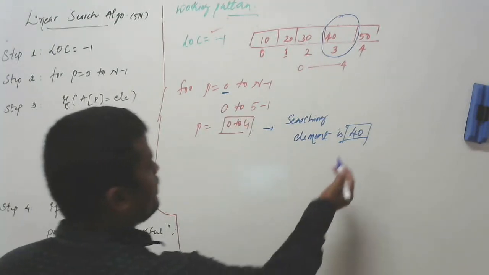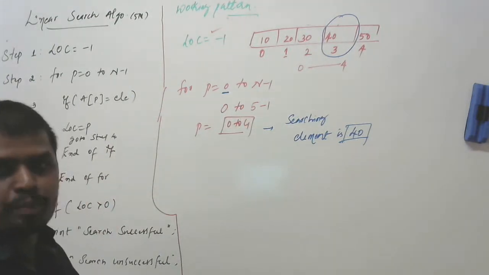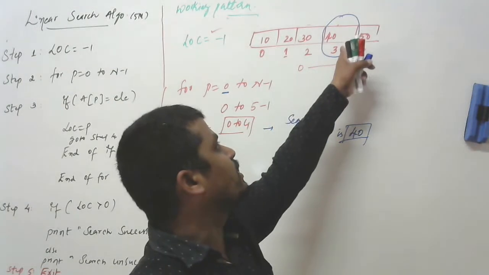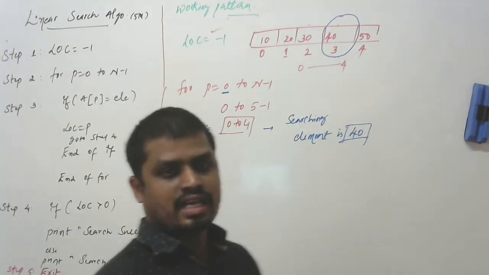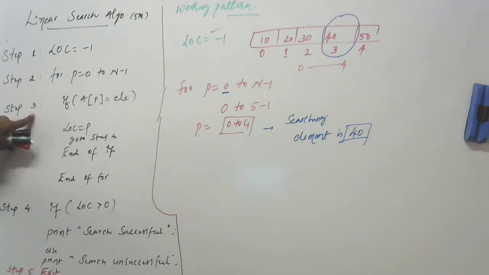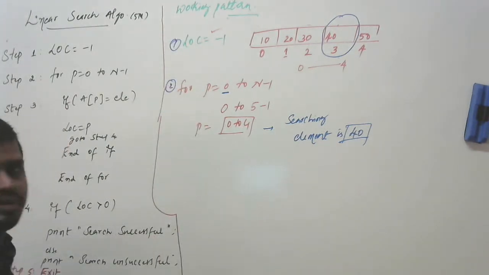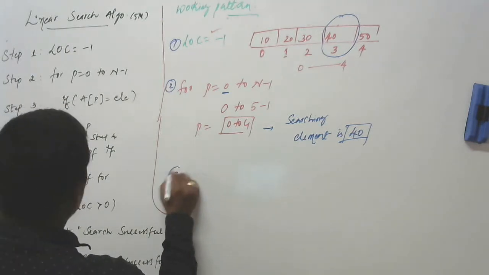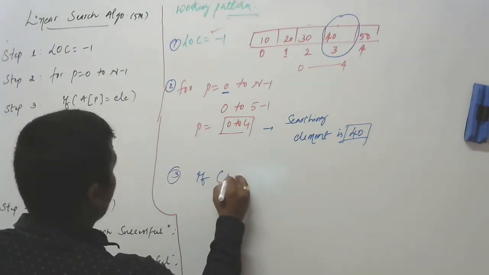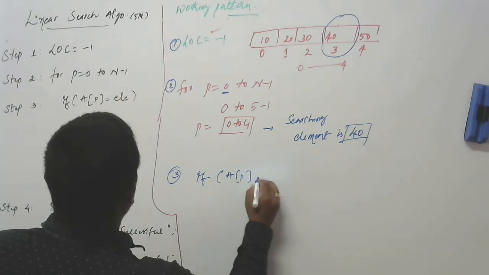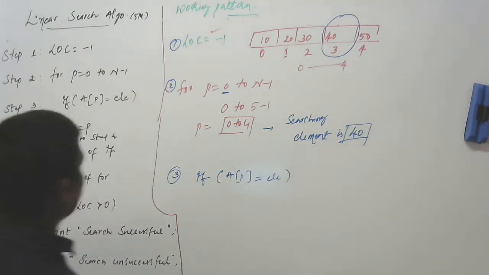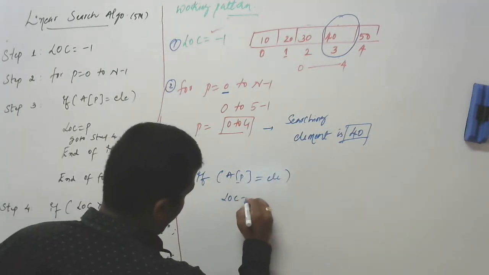Now your searching element is 40. Now we need to print that 40 is available in position 3. That is search successful. Step 3. This is step 1, this is step 2. Fine. Now step 3, what I have defined: if A of P equals element, then that itself is the location.